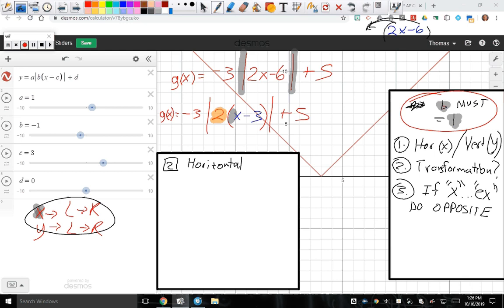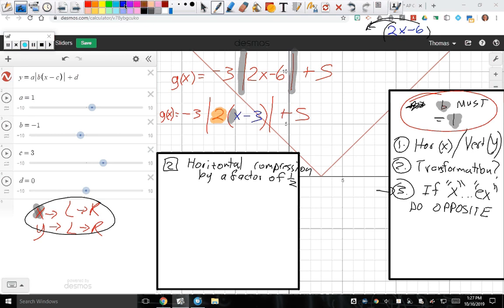It looks like a stretch right now, but Rule 3 says if it's with the x, we're going to interpret the opposite. So it's not a stretch by 2. It's going to be a compression by what? 1/2. By a factor of 1/2. Nice work. Nice work. What's the next number that I'm about to do?